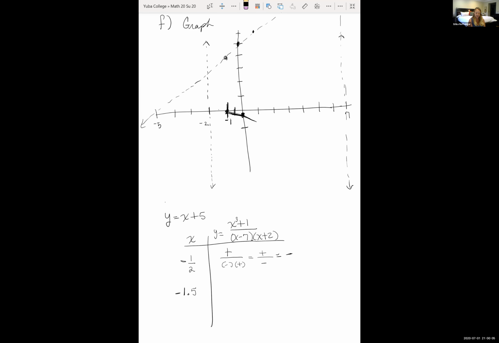That's -3.7 or -3.375 plus 1. So that's a negative number in my numerator, all over -1.5 plus -7, that's negative. -1.5 plus 2, that's positive. So this is a negative over a negative, because our denominator, a negative times a positive, is negative. Negative over a negative is a positive number. So this is telling me that in between here, -1.5 and -2, I'm going to be above this axis.